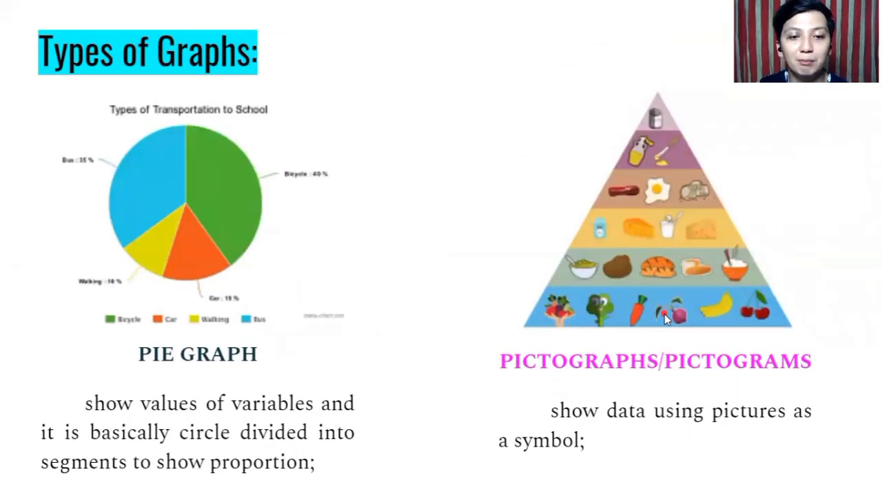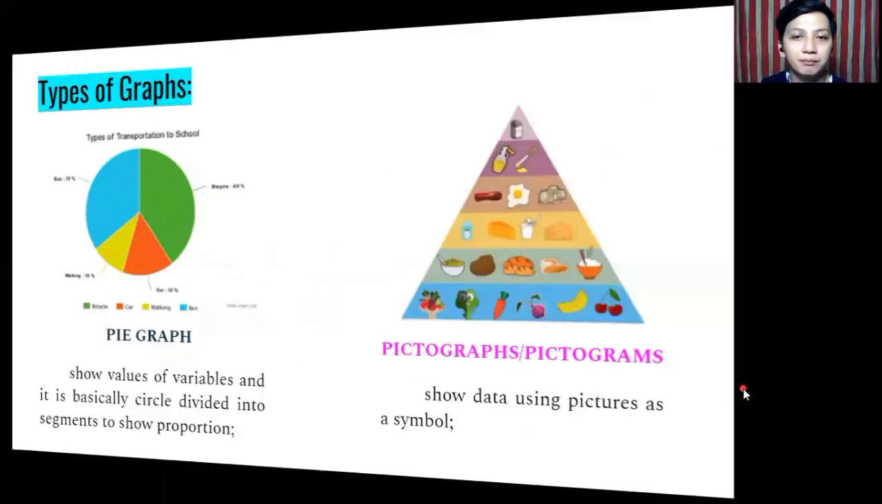So let's start with pie graph. So this is an example of pie graph. So pag nakita kayo ng ganitong below and then may partition or division, that is a pie graph. Kasi para siyang pie. Okay? So pie graph shows values of variables and it is basically a circle divided into segments to show proportion. Okay, next we have pictographs or pictograms. It shows data using pictures as a symbol. So as you can see, it is a lot of pictures for us to be able to understand well.